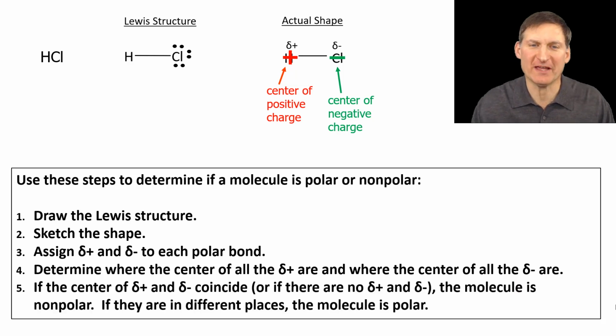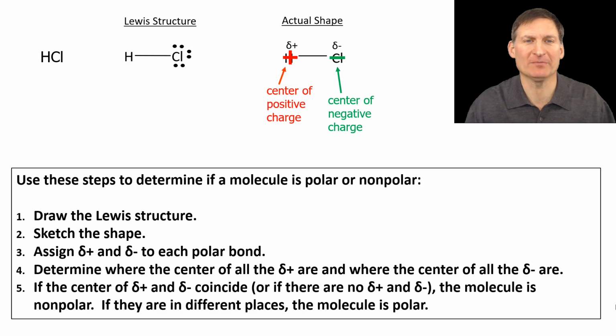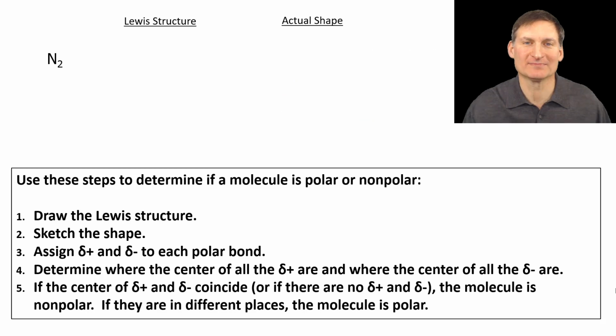All right, final step. If those 2 centers you just determined are in the same place, i.e. they coincide, then they cancel out and the molecule has no negative or positive end. And the molecule is nonpolar. If the centers of charge are in different places, however, then the molecule is polar. Well, in this case, the centers of charge are in different places. So this molecule has one end that is negative and one end that is positive, and the molecule is polar.